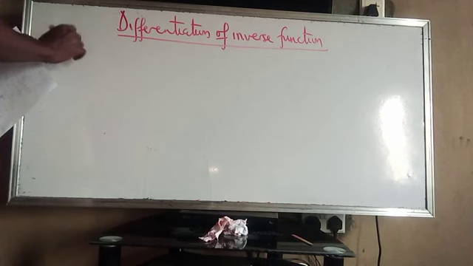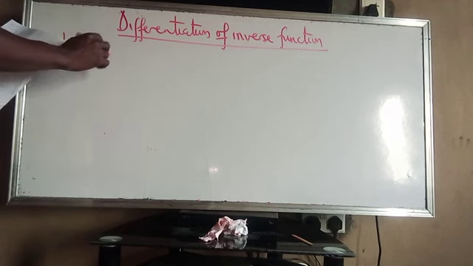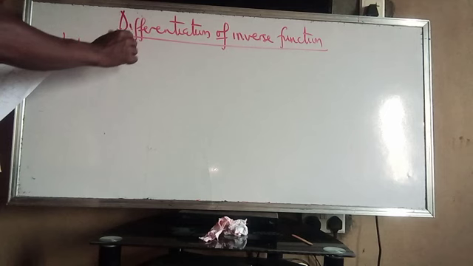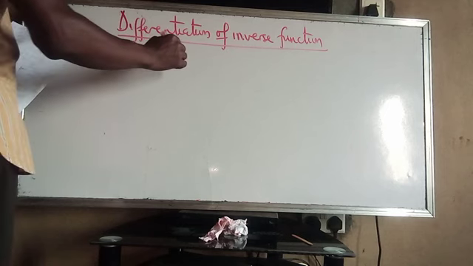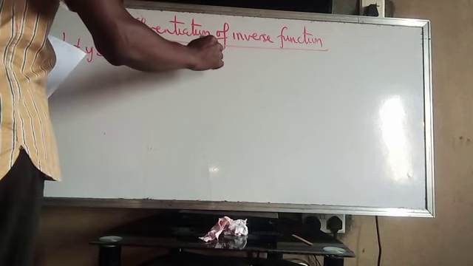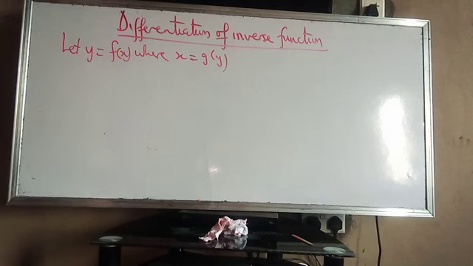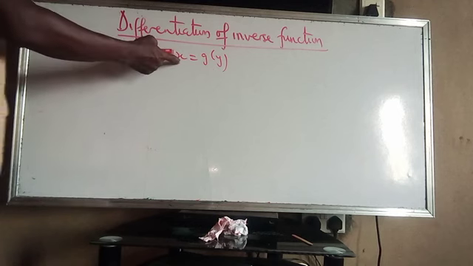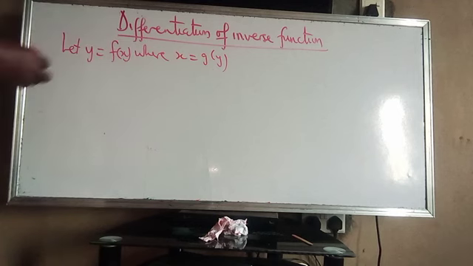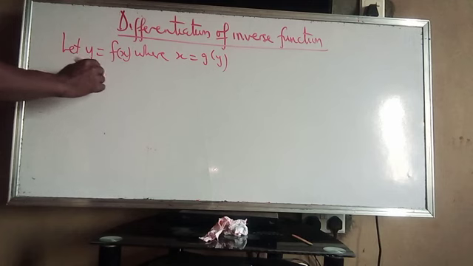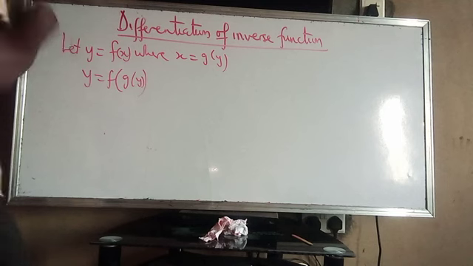Now, let y be f of x, where x is g of y. We have a function y equals f of x, but our x here is g of y. So which invariably means that y is f of g of y.